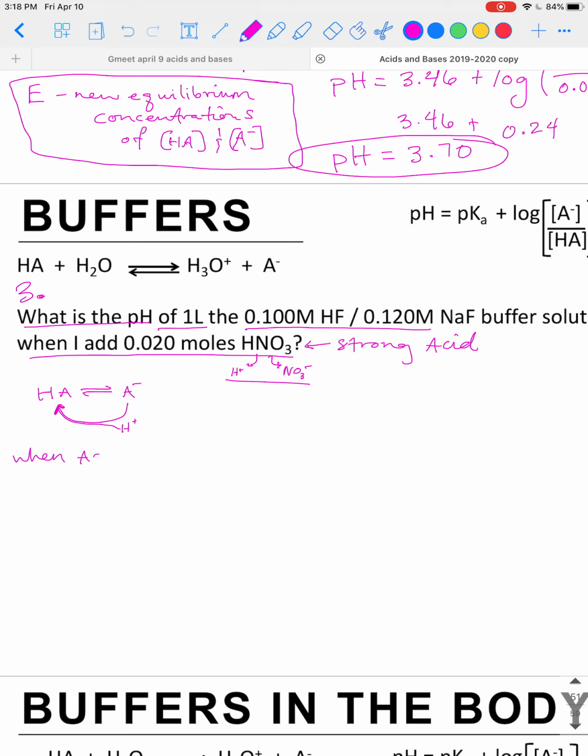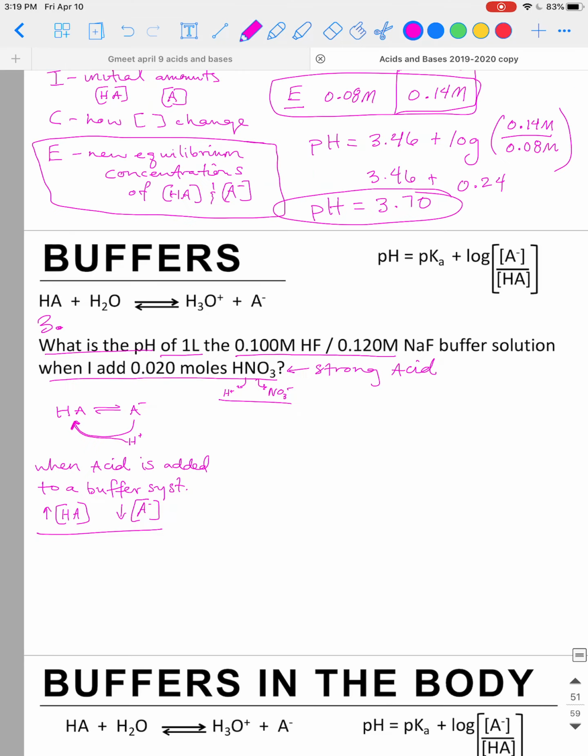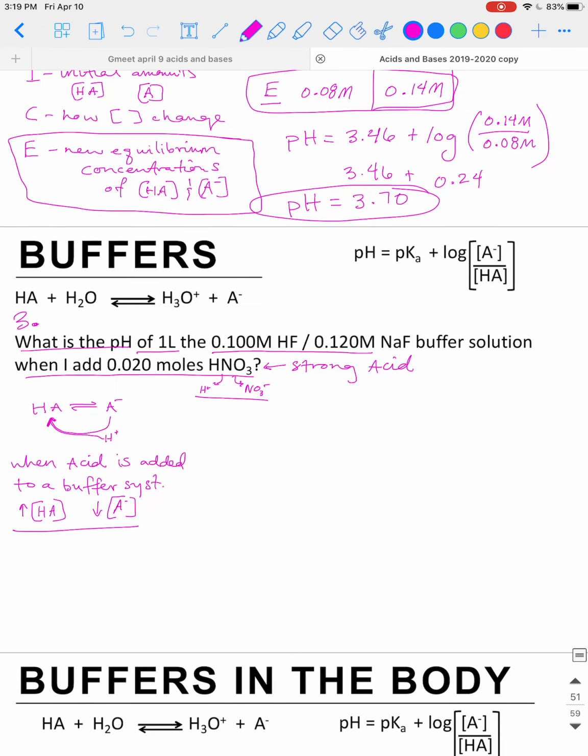So you can see whenever we add acid to a buffer system, what happens? The concentration of the weak acid, HA, goes up. We make more of it. And the concentration of the conjugate base, A minus, goes down, because we're going to use some of it to react with the acid that we add. So keep this in mind as we do our ice chart.